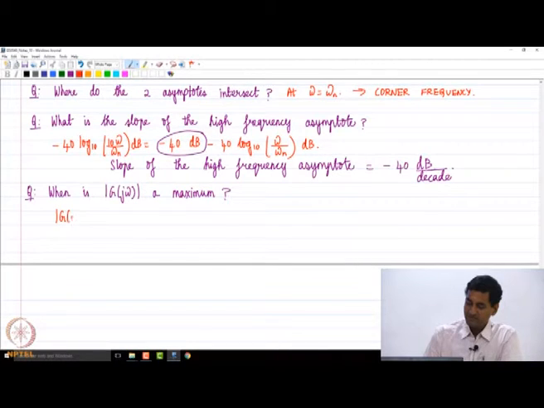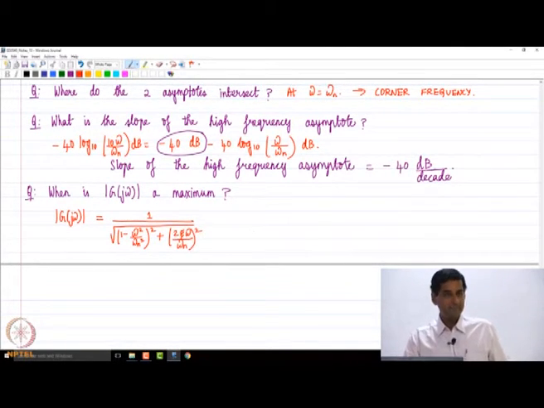So, what is the magnitude of G(j omega)? It is going to be 1 divided by the square root of (1 minus omega squared by omega n squared) whole squared plus (2 zeta omega by omega n) whole squared. So, this is the magnitude. Now, when is this going to be a maximum? How can I find out at what frequency this is a maximum? I differentiate, equate it to 0, and then take the second derivative, and check that the second derivative is negative for a maximum.